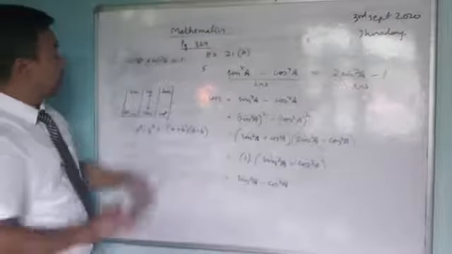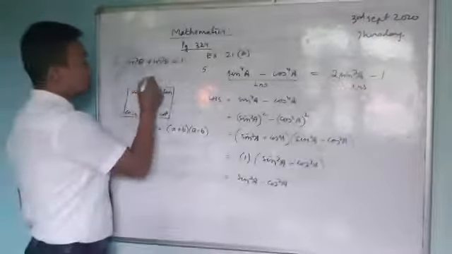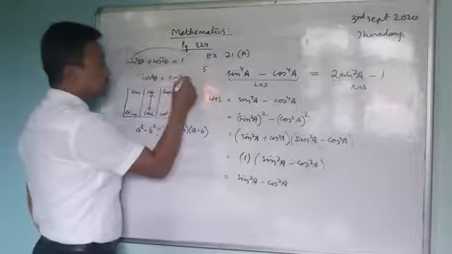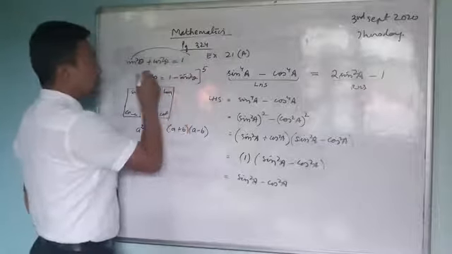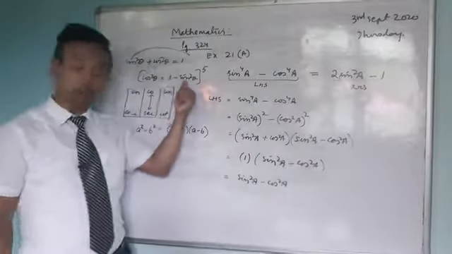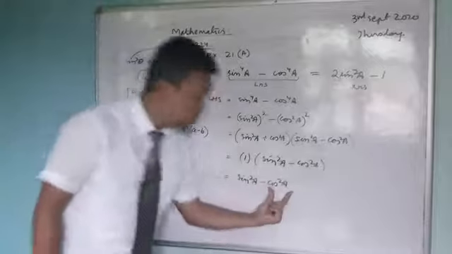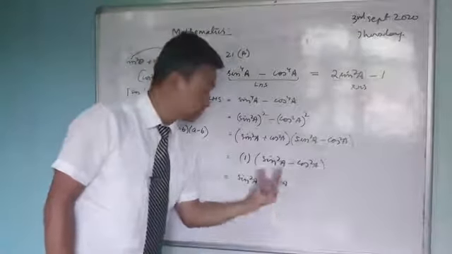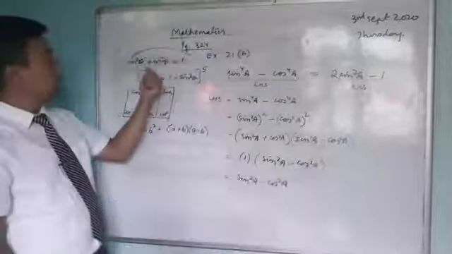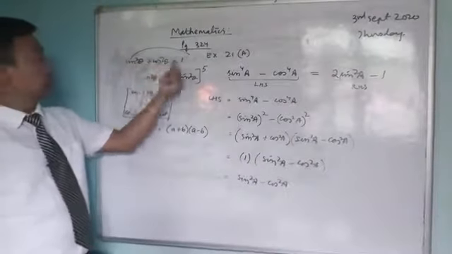If you want to find only cos square theta from here, take this to the other side. So cos square theta can also be written as 1 minus sine square theta. Since we do not require cos square A, you have to get rid of it, and this can be removed by using this first relation.